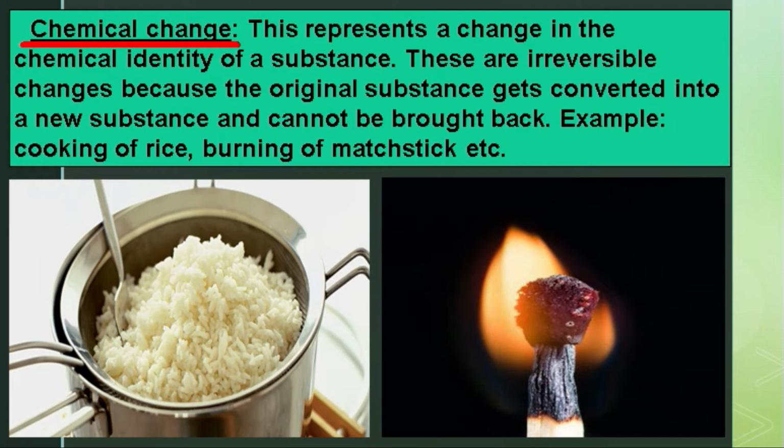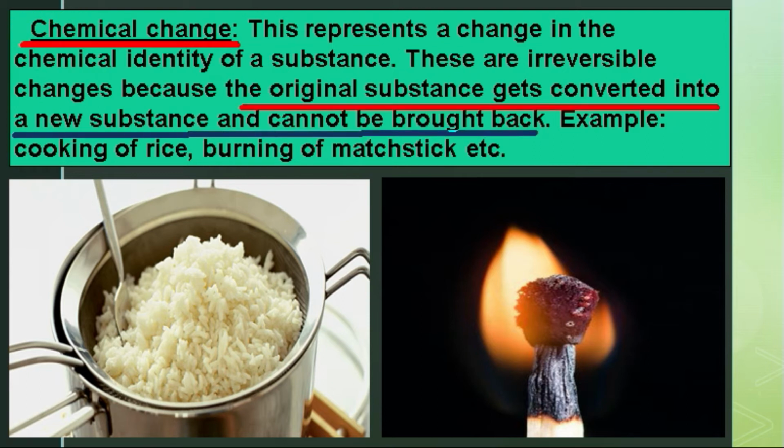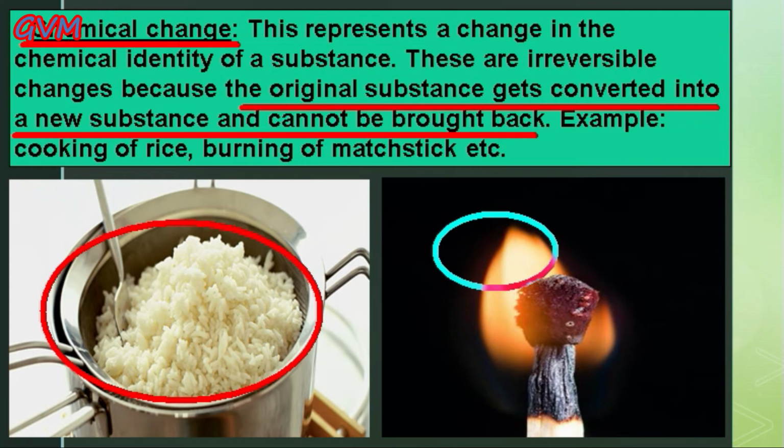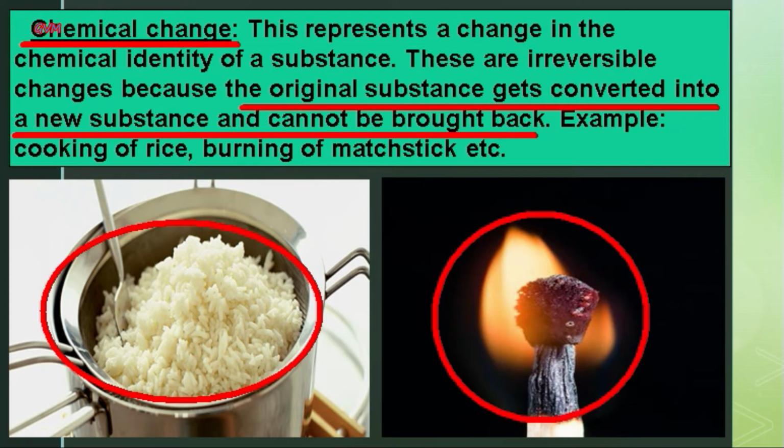Students, a chemical change is a type of change where the chemical properties of matter change. And students, these kinds of changes are always irreversible in nature because the original substances get converted into a new substance. Means the substance formed after a chemical change cannot be brought back to its original form. For example, cooking of rice. As you all know, raw rice is hard in nature, whereas cooked rice is soft in nature. And students, once the rice is cooked, you cannot bring it back to its original form. In the same way, a burnt matchstick cannot be brought back into its original form.